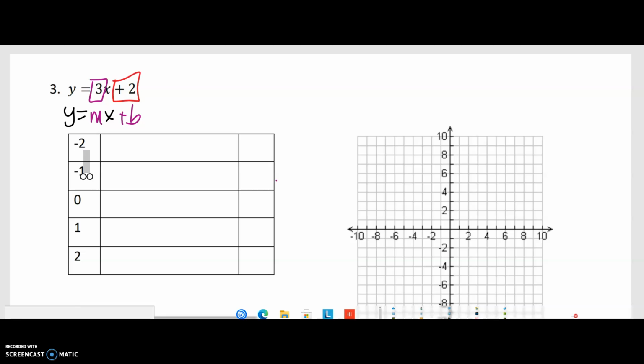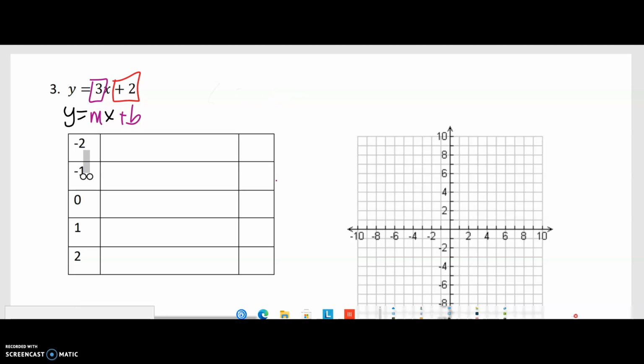Now keep in mind, this could actually be in front. This equation would be the exact same thing as 2 plus 3x. Okay, so long as the sign is the same, we still have a positive 2 and a positive 3. So keep in mind that the m is not necessarily the first number, it's whatever number is being multiplied in front of the x. It's your coefficient in front of x.